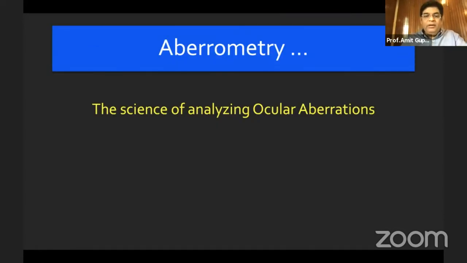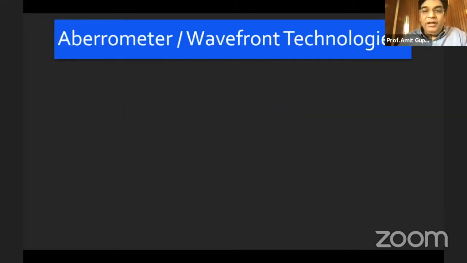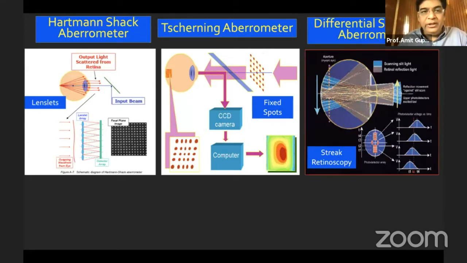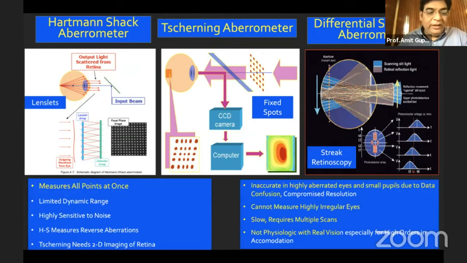So what is aberrometry? Aberrometry is the science of analyzing ocular aberrations. We have different types of aberrometers. There are different technologies, and they work on different principles. We have the Hartmann-Shack, which has lenslets and fixed spots, and we have something with a retinoscopy kind of principle, the skiascopy.